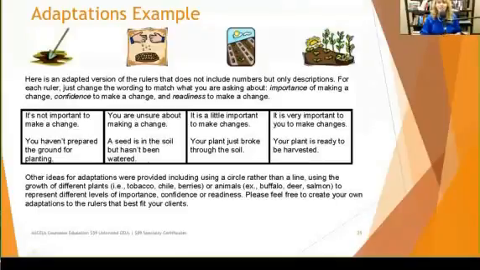Preparation, your plant just broke through the soil. It's not time to harvest yet. It still needs a little nurturance before it's ready for harvest. And then action is when it's time for harvest. So this is one way of modifying the readiness ruler to help people get oriented to what we're talking about at each stage of change.